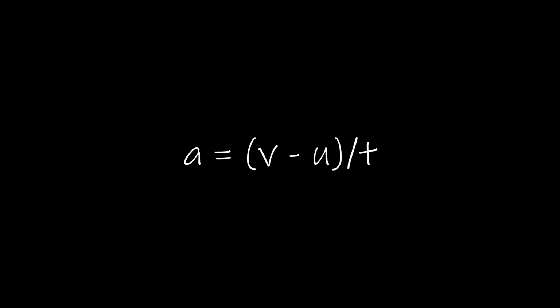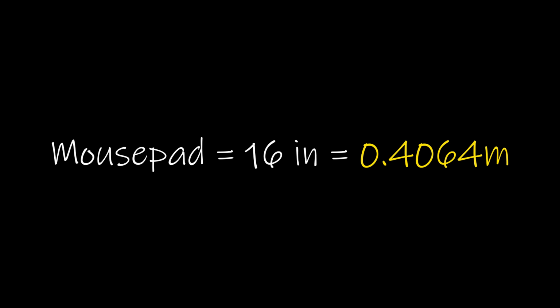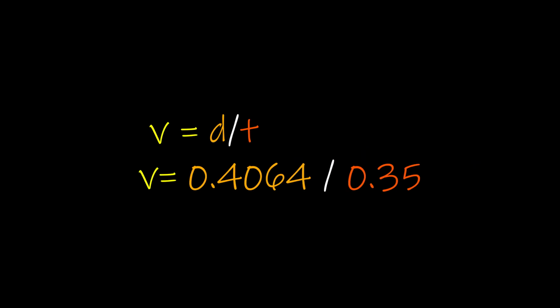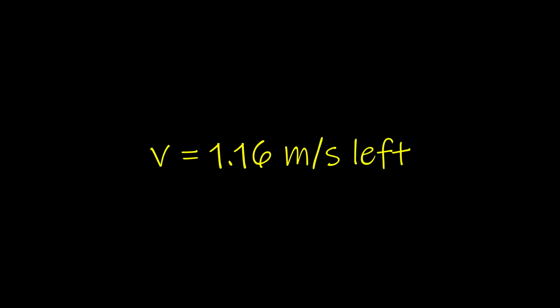So now we can use our equation. Acceleration is equal to final velocity minus initial velocity divided by the change in time. Now we don't know what our change in velocity is, but we do know that my mouse pad is 16 inches, or in other words 0.4064 meters, and the time it took me to flick to my target is 0.35 seconds. So we use the formula velocity is equal to distance over time and divide 0.4064 by 0.35 to get 1.16 meters per second to the left, since we flick to the left.